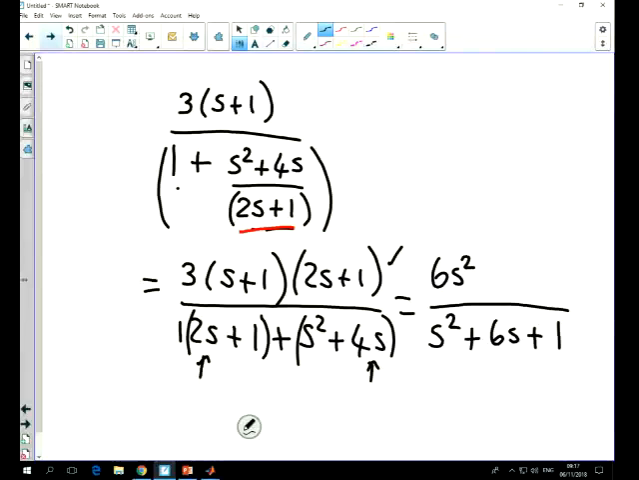6s squared plus 3. Oh, it's too complicated. Do it separately. 3s plus 5s. Is that right? Plus 5s plus 3. I think that's right. I'm not sure. But that's easy. You can do that in 10.